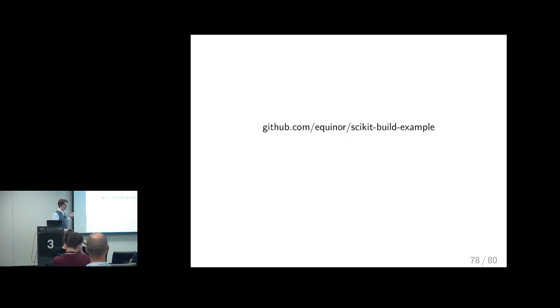I wrapped this up into an actually runnable example. You can find it at GitHub /Equinor/scikit-build example. It's pretty much complete, although the code and all that is trivial, but it's a pretty good starting point if you want to build a Python library with C++.